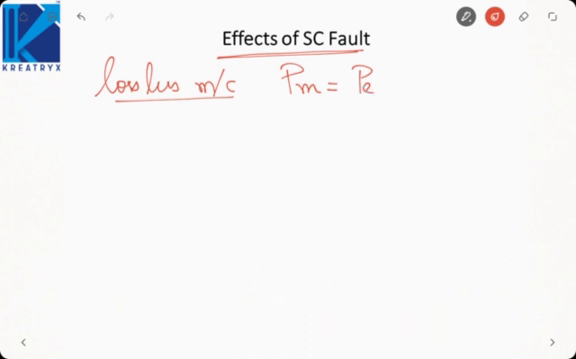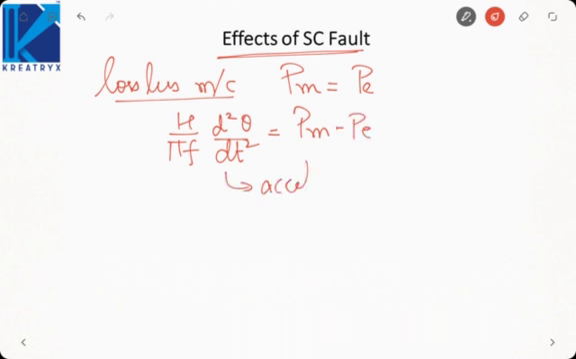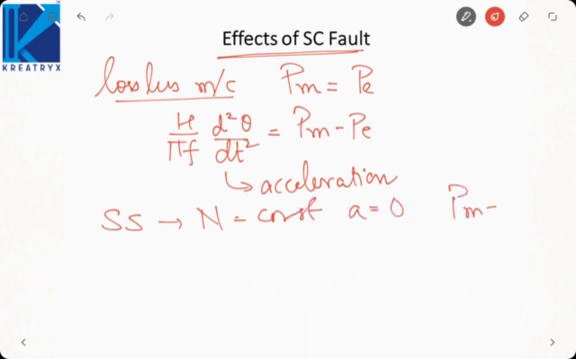Now let us discuss what are the effects whenever a short circuit fault will occur. Now usually what happens is, if we consider a lossless machine, then whatever is the mechanical input will be the same as the electrical output. Why? Because later on what we will study is an equation called the swing equation, which is equal to Pm minus P. Now here d square theta by dt square is actually the acceleration of the rotor of the machine. Now under steady state, speed is constant, so acceleration must be 0. Hence Pm must be equal to P.